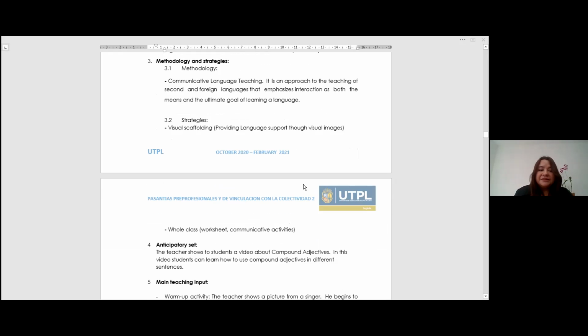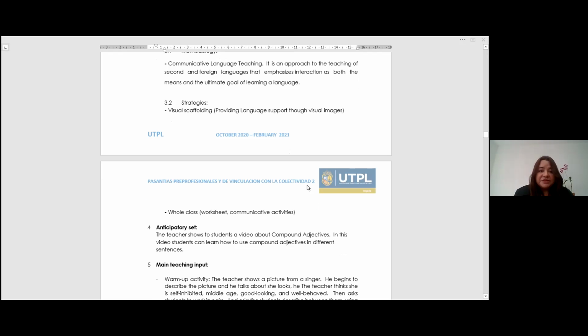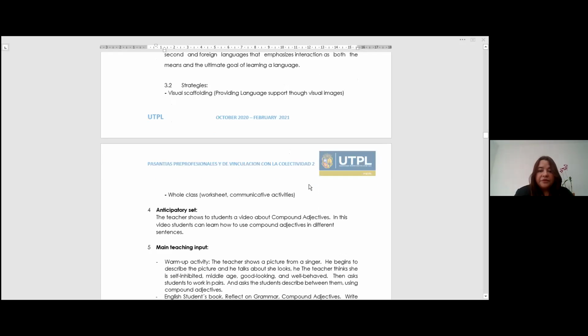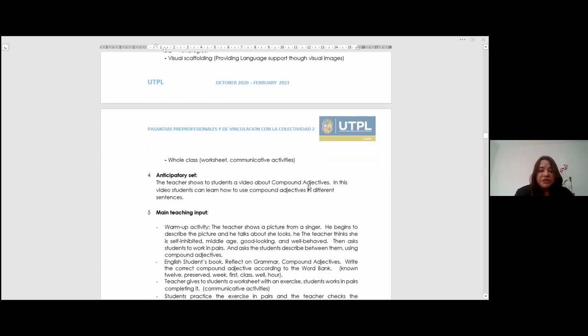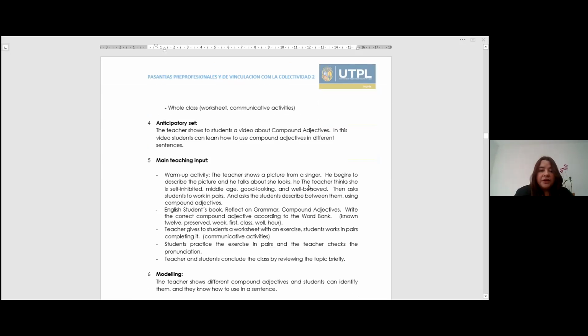I like this strategy. I use it in most of my videos because I think it is very important when we project a PowerPoint presentation or video to students. I think that they can learn in a better way with this strategy. Whole class, worksheet, communicative activities. For the anticipatory set, the teacher shows students a video about compound adjectives.